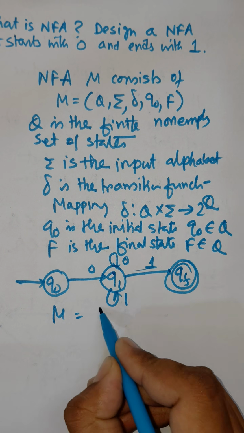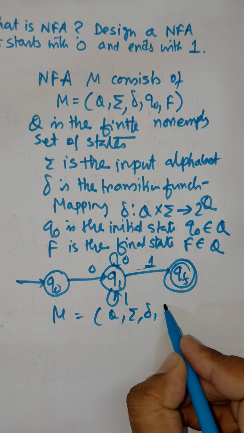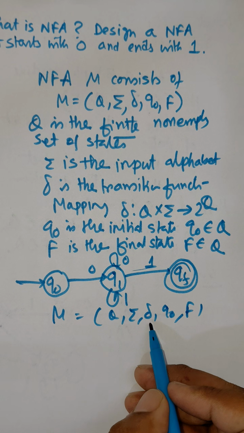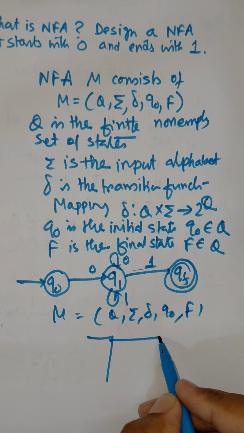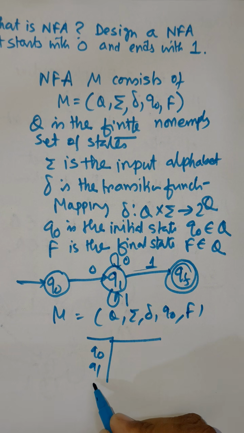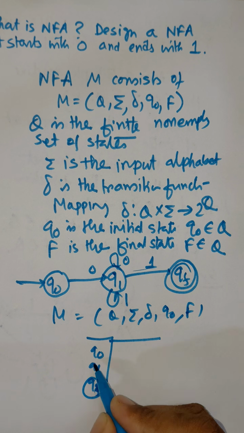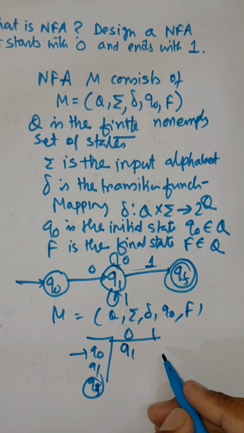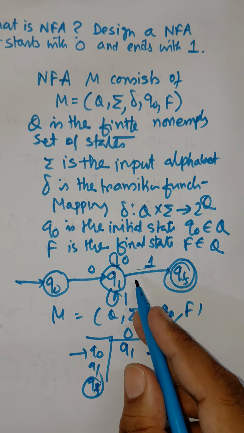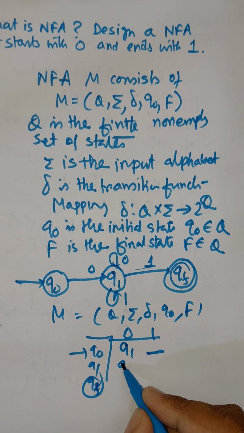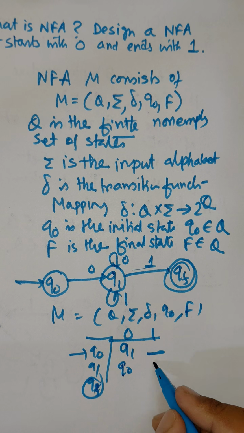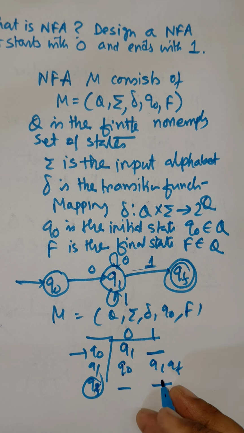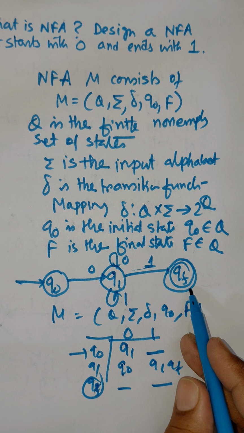Here M = (Q, Σ, δ, q0, F). Here Q is {q0, q1, q2}, Σ is {0, 1}, and δ is the transition function or mapping function. q0 is the initial state, with 0 and 1 as inputs. From q0 on 0 goes to q1, and from q0 on 1 is empty. From q1 on 0 goes to q0, and from q1 on 1 goes to q1 and qf. And it's empty otherwise. More than one output state means it is an NFA. q0 is the initial state and qf is the final state.